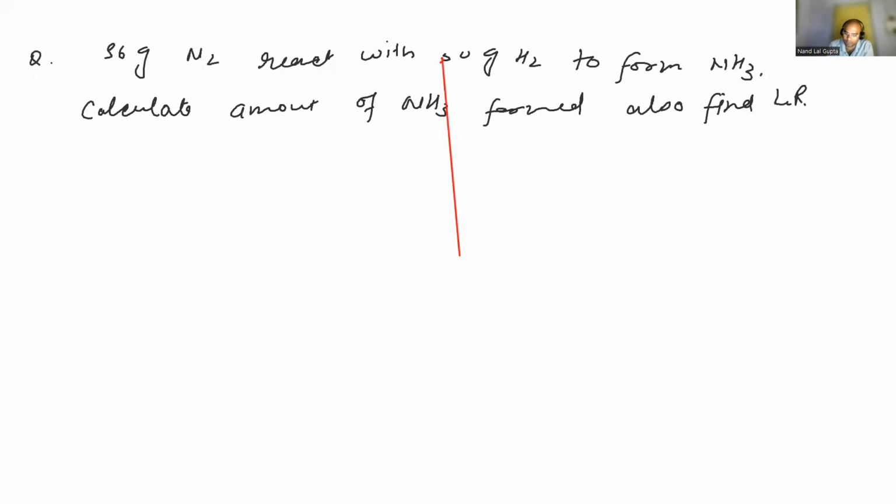Here they are saying you are having 30 gram of hydrogen. What are the other things which are available? 56 gram nitrogen, and 30 gram we are having of hydrogen. So first step, firstly you write down the balanced equation.